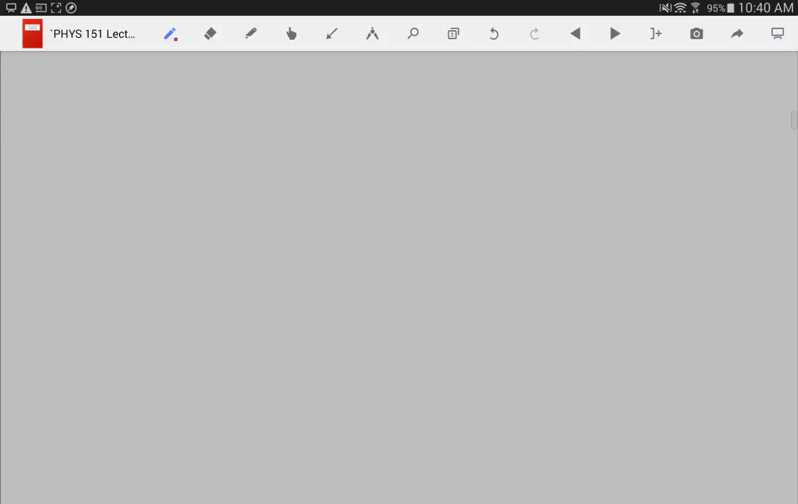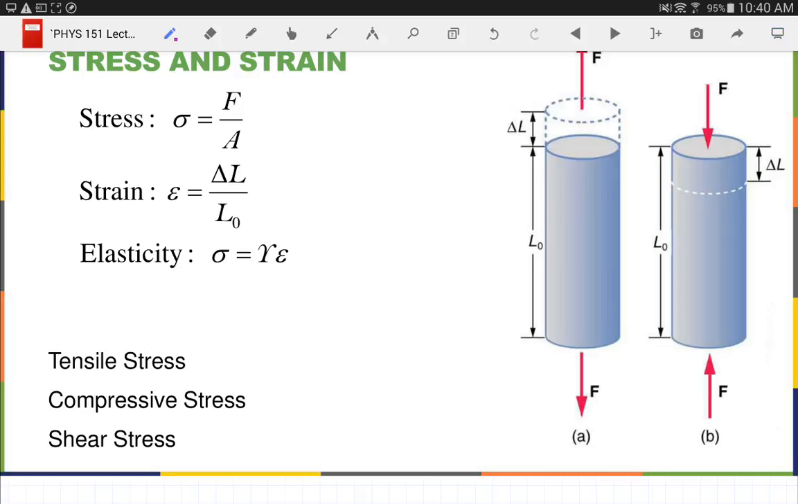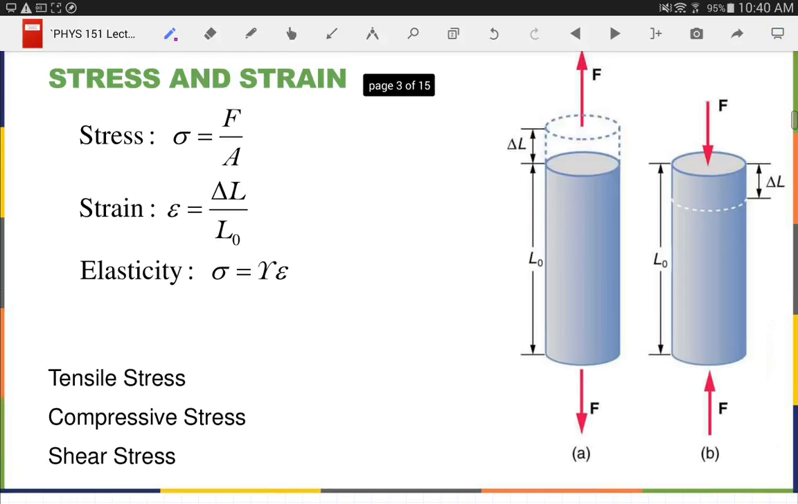All right, enough on that slide. I said we have two. The other one is on stress and strain. Elastoplastic behavior.